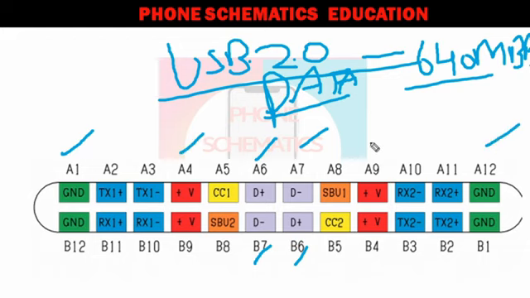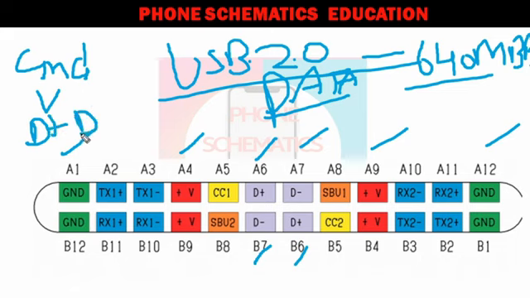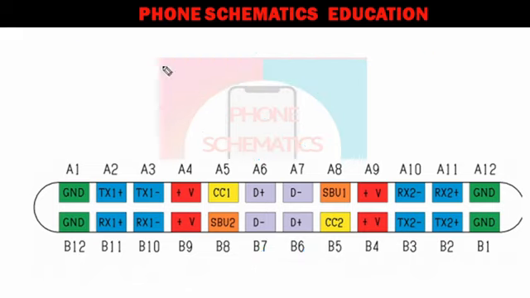Now the ground pins, also the voltage pins. These 4 pins work the same as a micro charging port: ground, voltage, D plus and D minus data pins. For D plus and D minus, data speed is up to 480 Mbps. Clear? I am not explaining these pins again because I have already explained them.